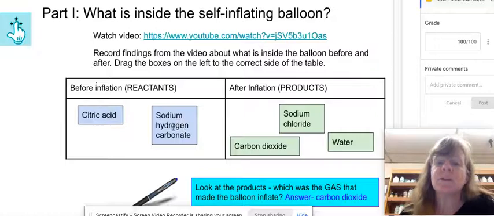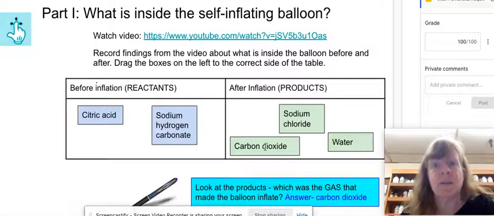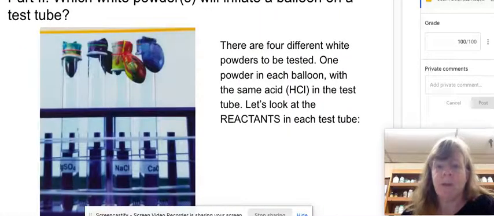What's inside was the sodium hydrogen carbonate, also known as baking soda, and citric acid. And it formed carbon dioxide, which made the balloon inflate, sodium chloride, and water. Okay, and then you had to do your independent study. You had 4 different powders. Which ones would inflate a balloon? Which ones would not?